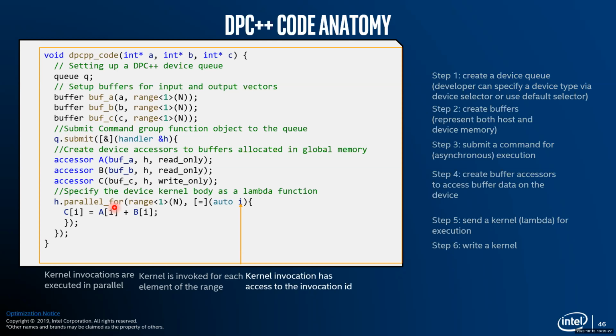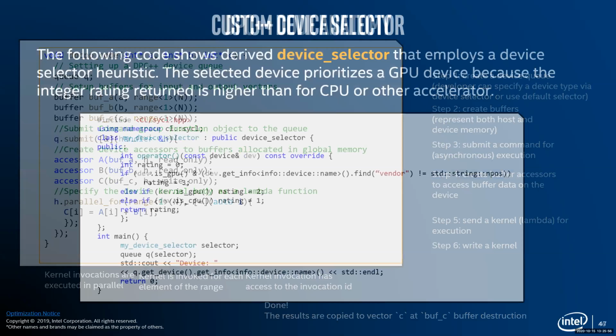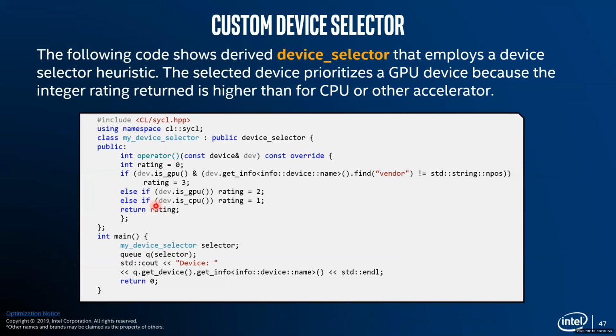ID I. Simple program. Once this is done, this function is out of scope, and the buffer is destructed, and the results are copied back to vector C after the buffer C gets destructed. We'll talk about this buffer destruction synchronization a little bit later, but at least the results are copied back to the host from the device. So this is a very simple DPC++ code anatomy. And in the next slide, we'll talk about the custom device selector.